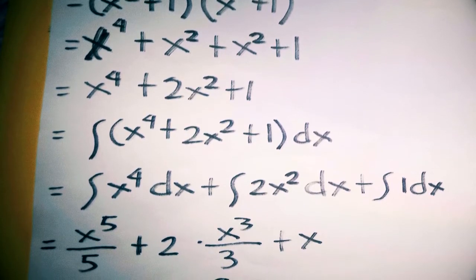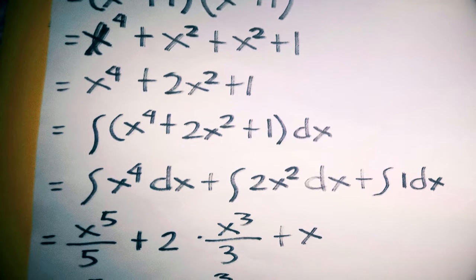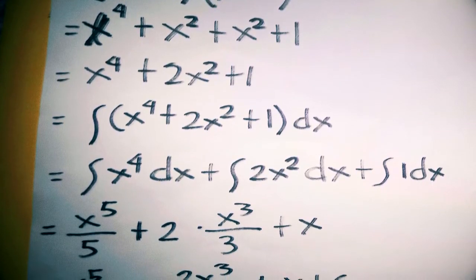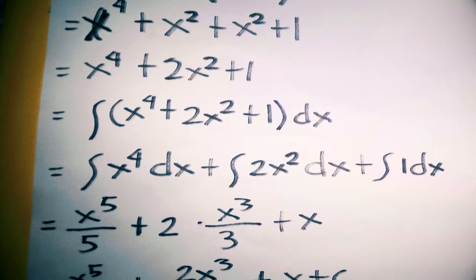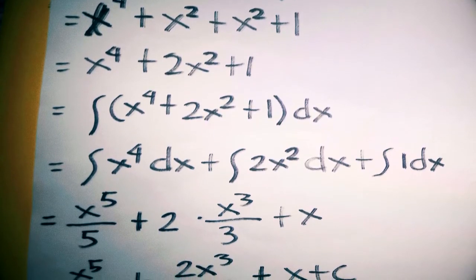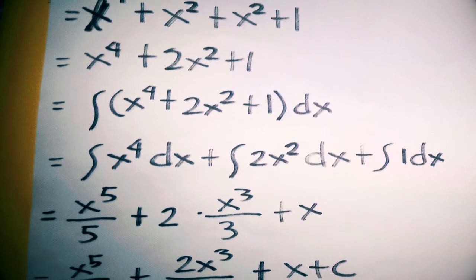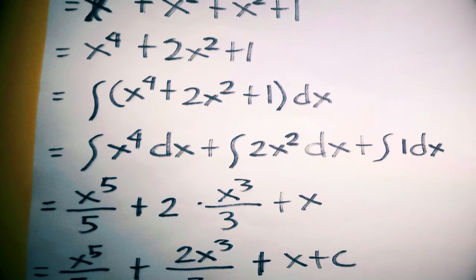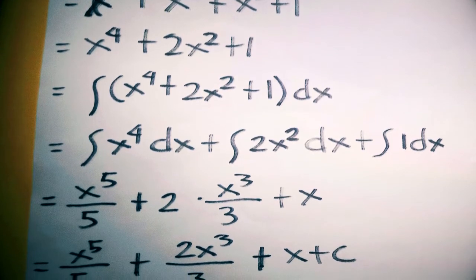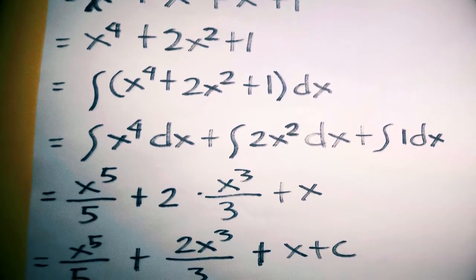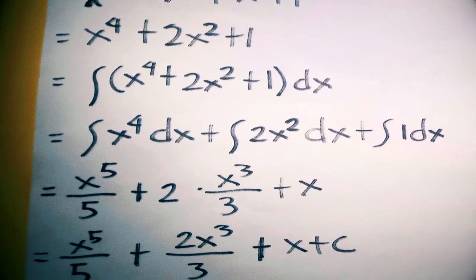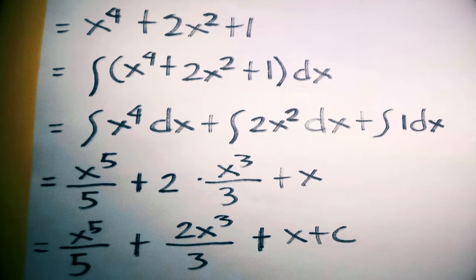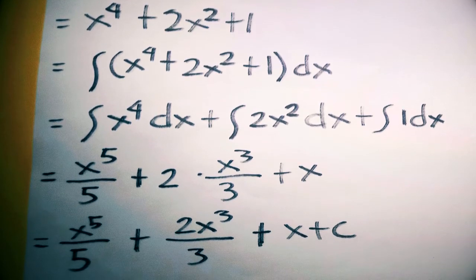That is equivalent to the integral of x fourth power dx plus the integral of 2x squared dx plus the integral of 1 dx, which is equivalent to x to the power of 5 over 5 plus 2 times x cubed over 3 plus x. And the final answer would be x to the power of 5 over 5 plus 2x cubed over 3 plus x plus c.